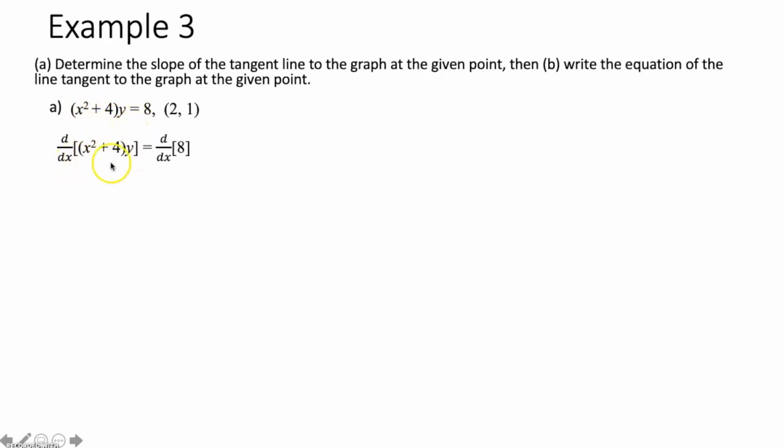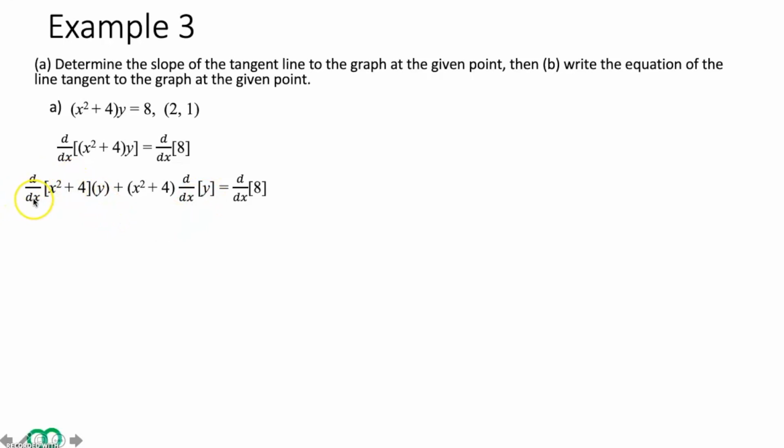When I take the derivative over here with respect to x, I have a function times a function. So when I take the derivative, I have to use the product rule. So it's going to be the derivative of the first times the second plus the first times the derivative of the second. So I need to take the derivative of each of these, x squared plus 4 and this y over here. So derivative of x squared plus 4.